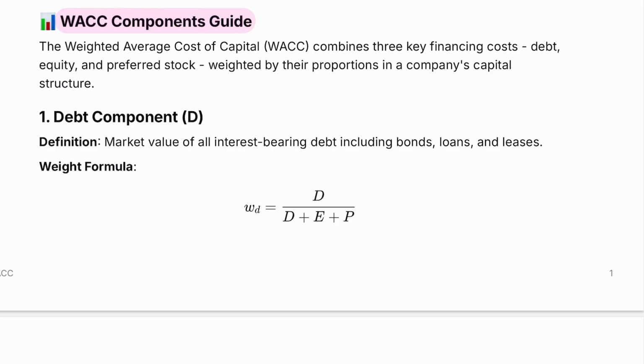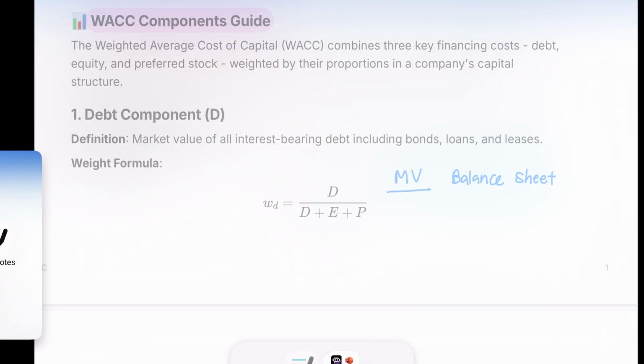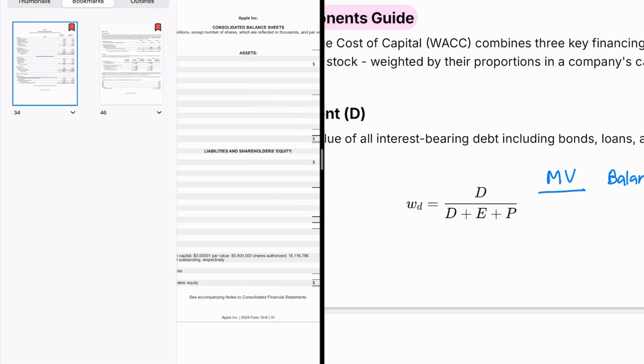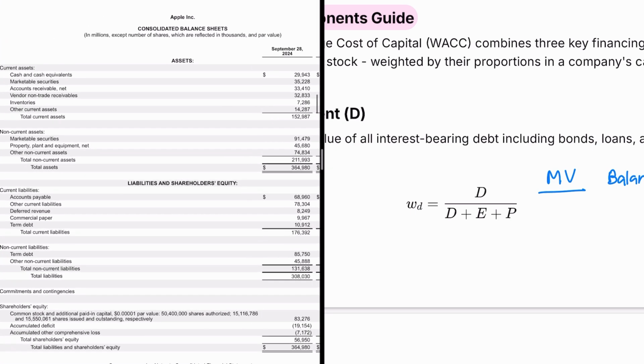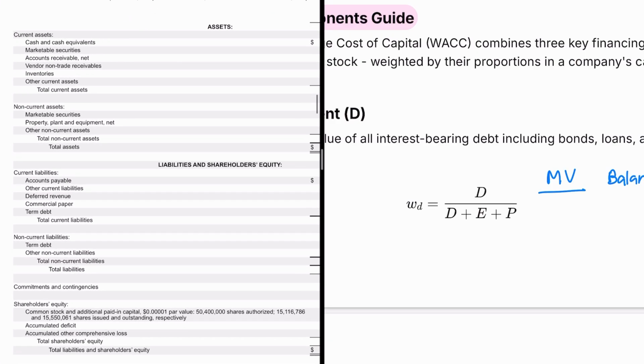So for the debt component, normally we aim to find the market value of debt, and this piece of information is usually on the balance sheet. Or you can search websites to see if any information is released by the company. Let's take Apple as an example. As we can see, this is Apple's financial statements, and we can go to the balance sheet part. Here is the balance sheet, and we can see on the liability side this commercial paper, term debt.